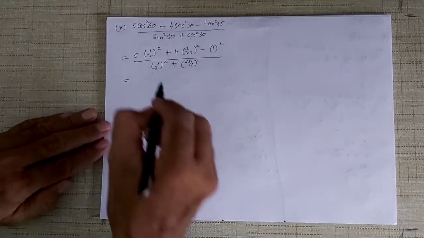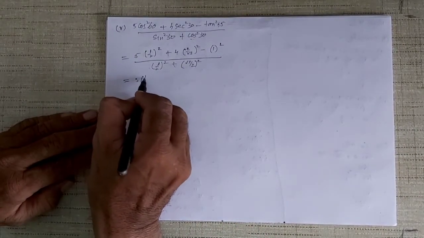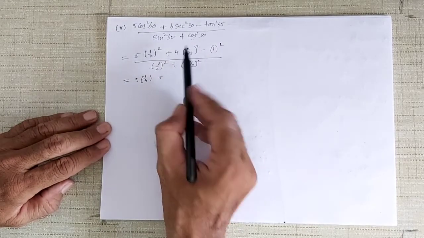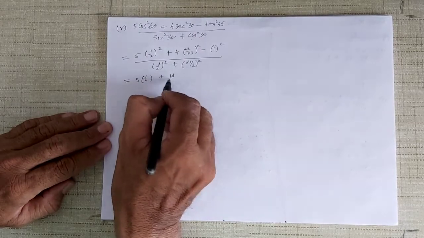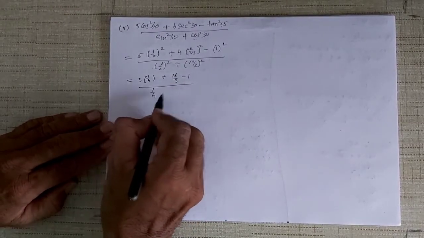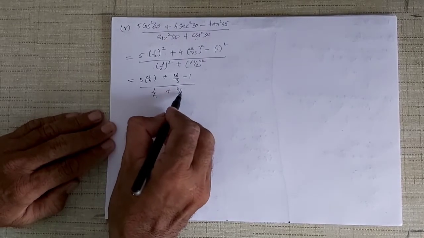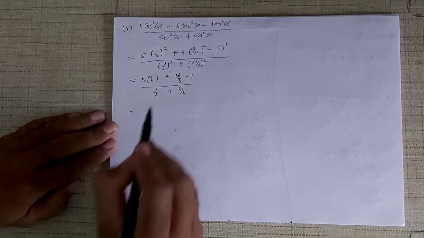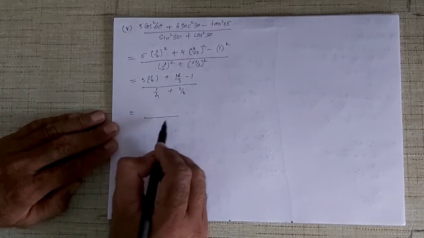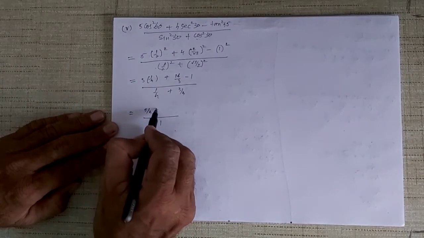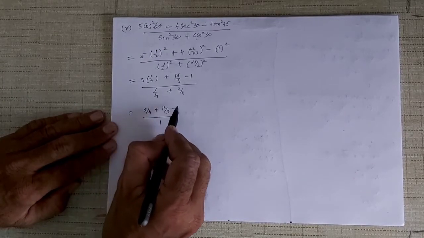Okay, so now 5 into 1 upon 4 plus square of 2 is 4, 4 4s are 16 upon 3, 16 upon 3 minus 1, and here you will get 1 upon 4 plus 3 upon 4. 1 upon 4 plus 3 upon 4 is 1. So denominator will be 1. I am not writing the denominator. You can write it if you want to, one more step. 5 upon 4 plus 16 upon 3 minus 1.